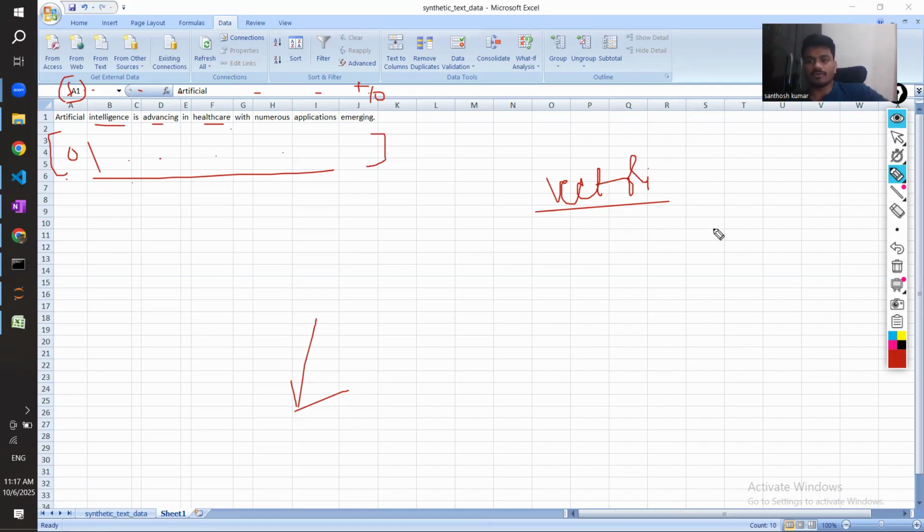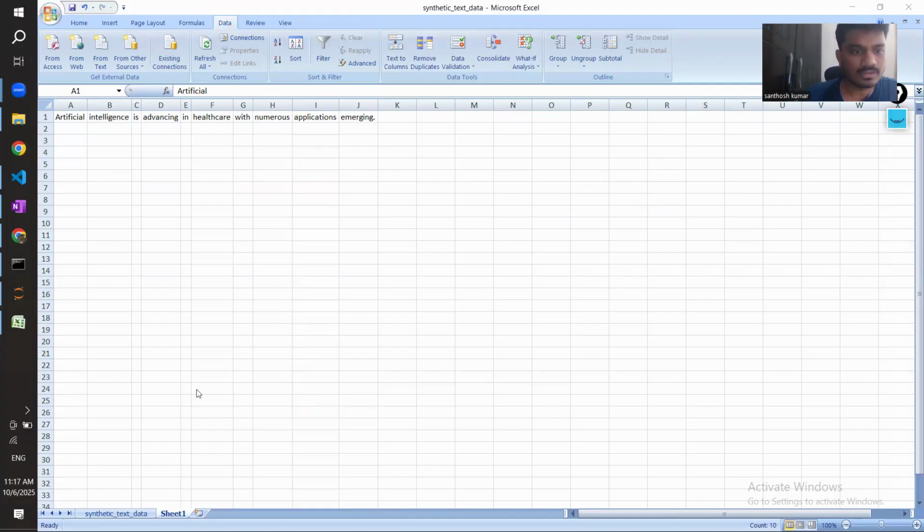When you say vector 3 comma 4, that means in one dimension it is 3, in one dimension it's 4. That's why it's called converting it into vectors. That's why it's called vectorization. Clear? So it happens for each and every word.